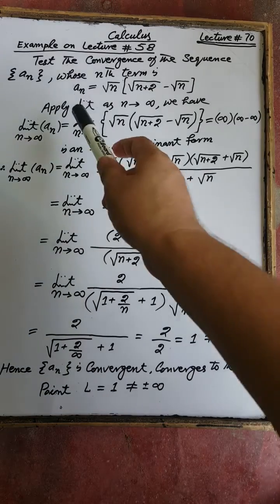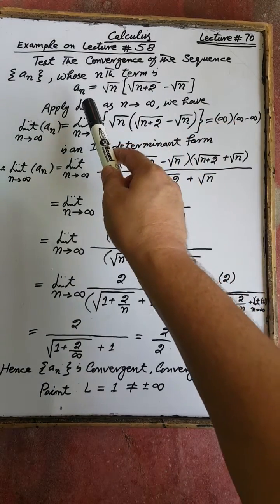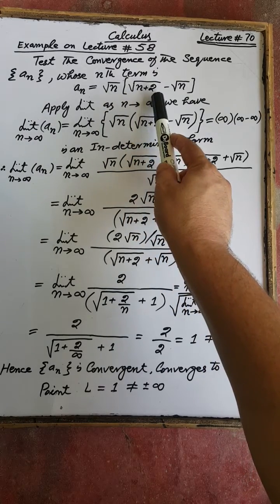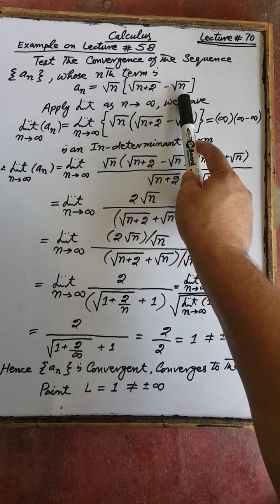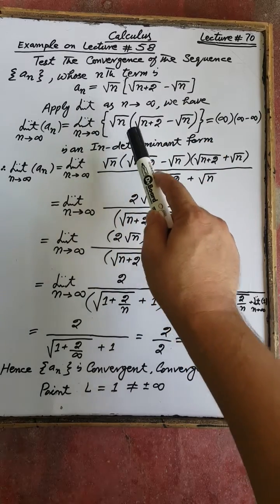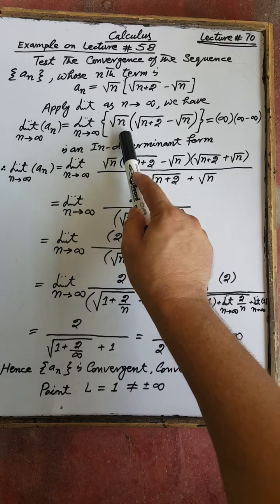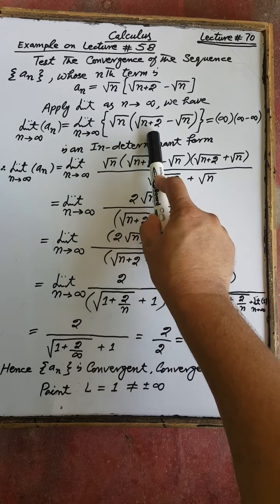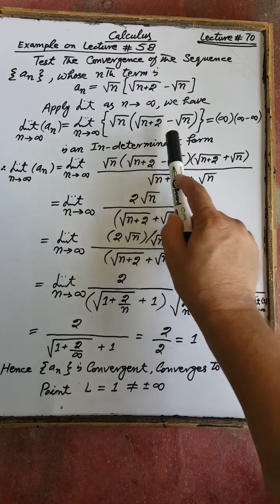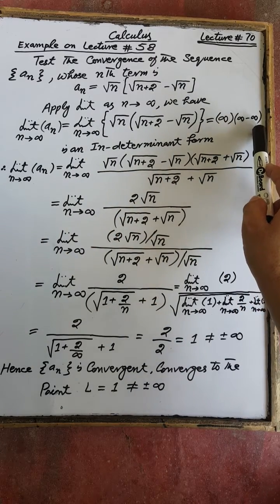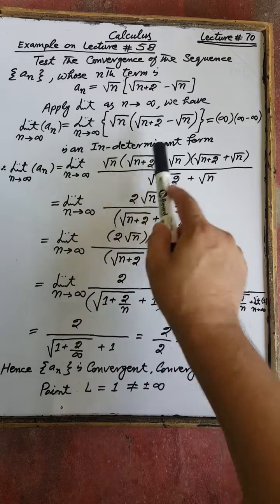Bismillahirrahmanirrahim. Our next question is: test the convergence of the sequence whose nth term is √n multiplied by (√(n+2) − √n). Apply the limit as n tends to infinity. We have the limit as n tends to infinity of √n multiplied by (√(n+2) − √n). The result is infinity multiplied by (infinity − infinity), which is an indeterminate form.